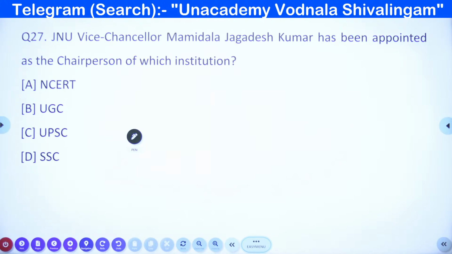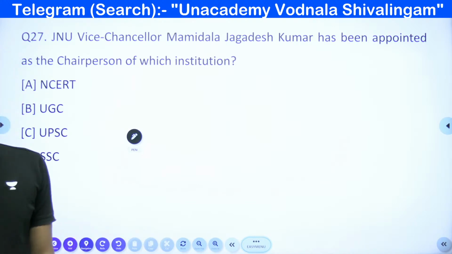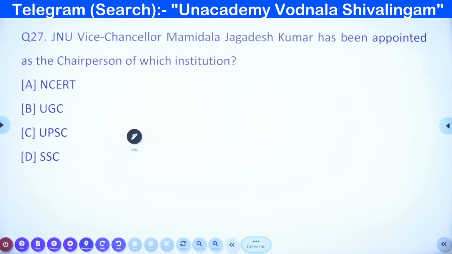JNU Vice Chancellor Mamidala Jagdish Kumar has been appointed as the chairperson of which institution?